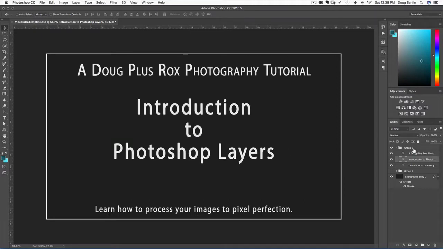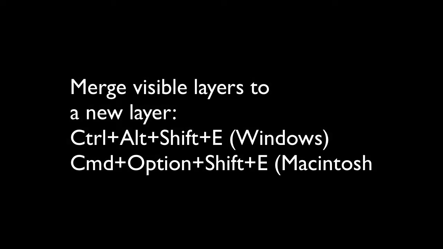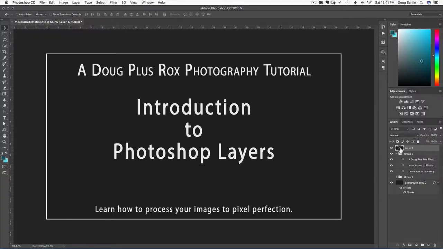Okay, now I'm going to export this. So now I want to merge all of these layers that are visible and create a new layer. So on a Mac, I can do Command Option Shift E. That creates a brand new layer from everything that's visible. On a Windows machine, this would be Control Alt Shift E. So now I have my whole document together as a group.